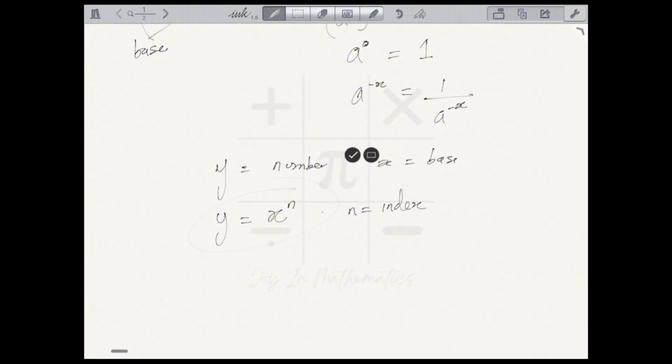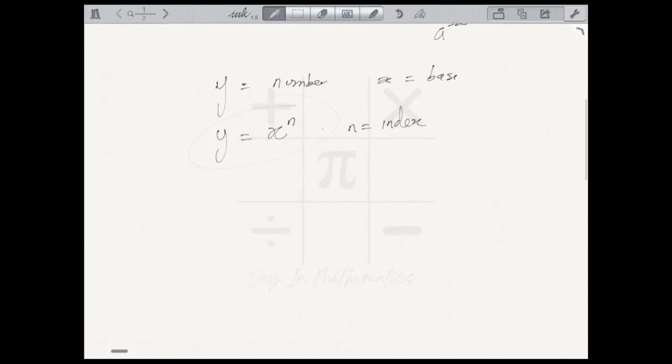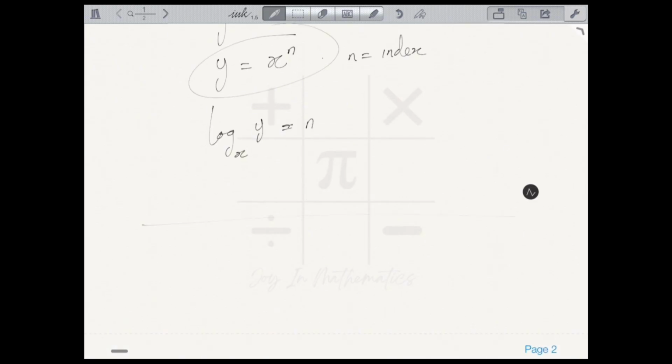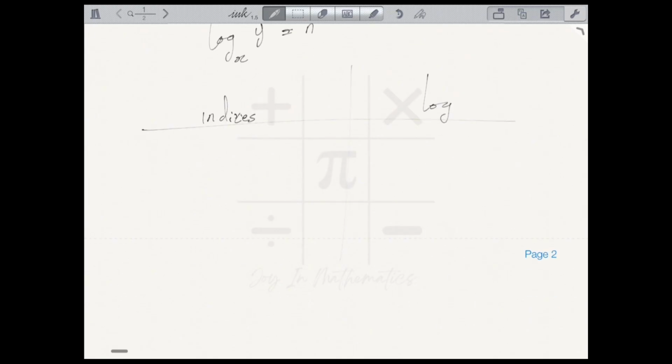So if I have y is equal to x raised to the power n, we can as well say that log y to base x is equal to n. Alright, so in essence, we can have indices here, and we can also have logarithm. Therefore, we are saying that in our indices setting, we have that x raised to the power n is equal to y, and in our logarithm setting, we have that log y to base x is equal to n.